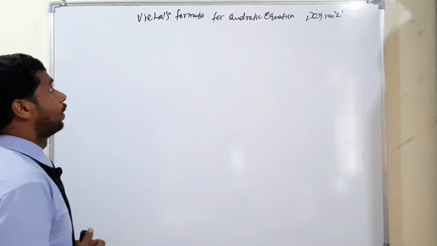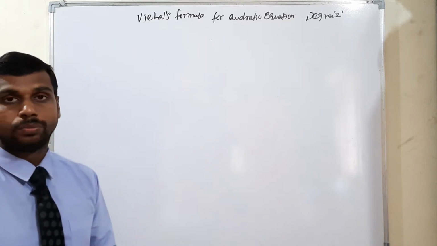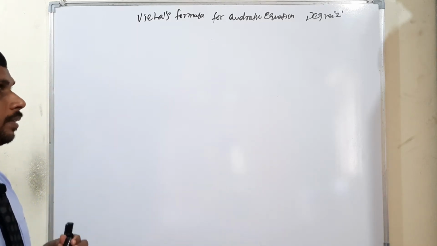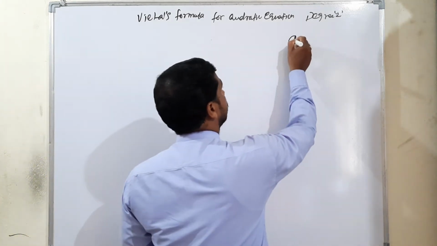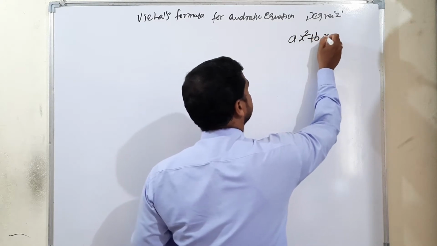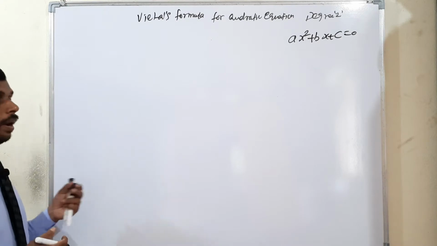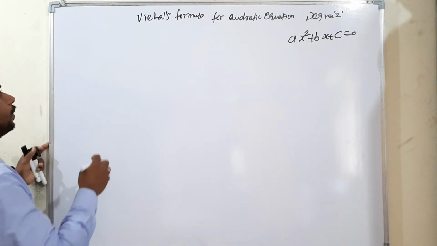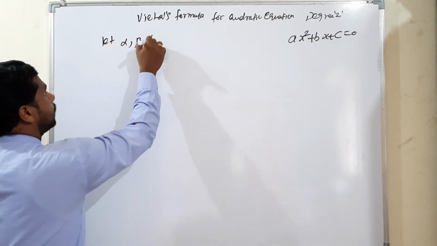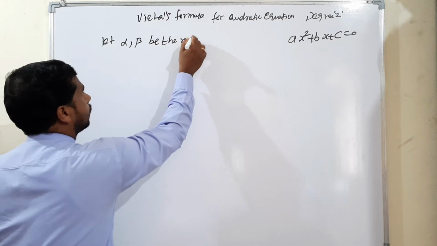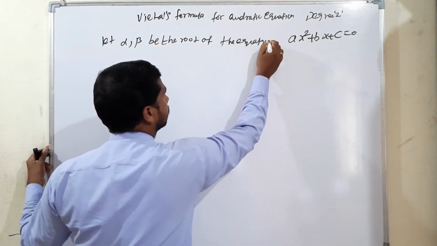The first concept is Vieta's formula for a quadratic equation, degree 2. The degree of 2 means the leading coefficient is of x square. What is the basic formula? ax square plus bx plus c is equal to 0. Let alpha comma beta be the roots of the equation.